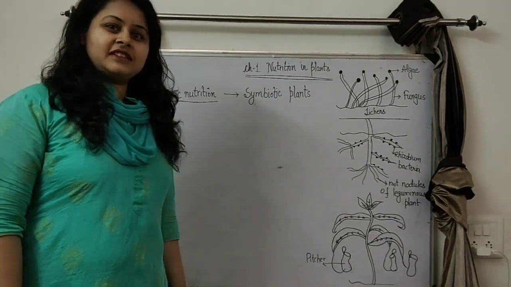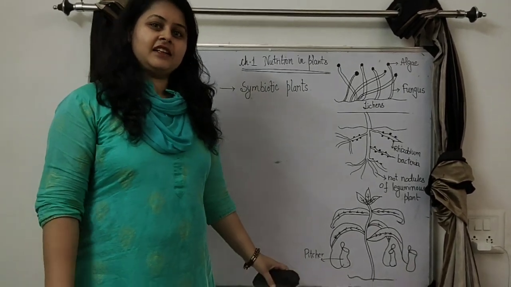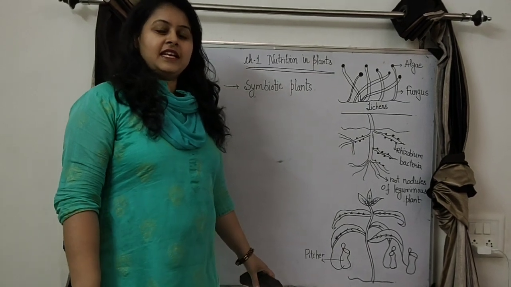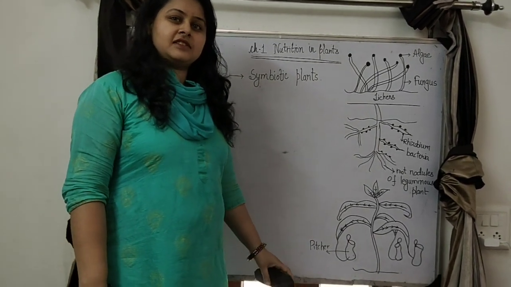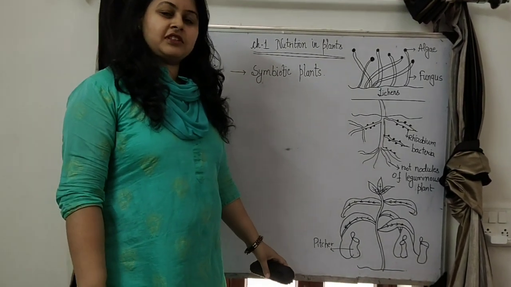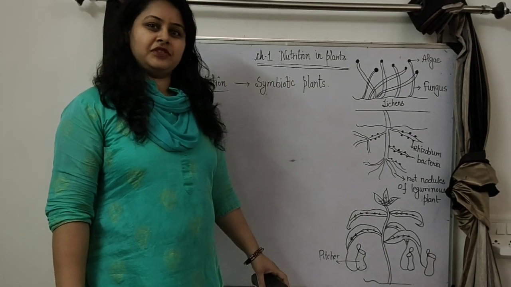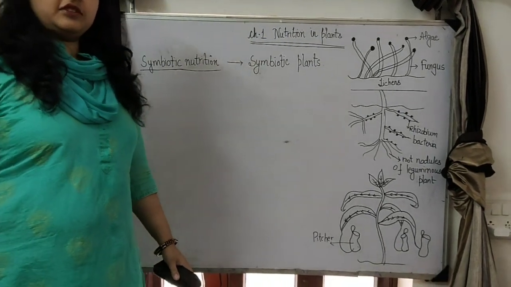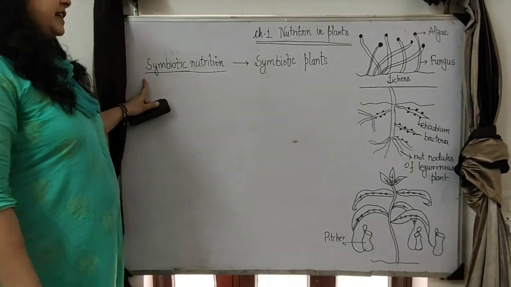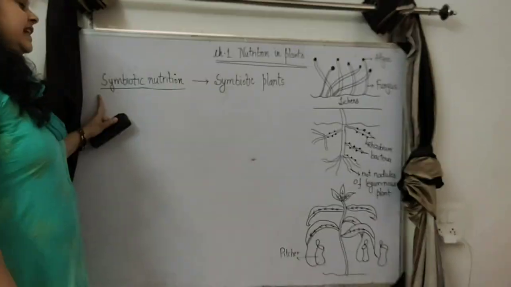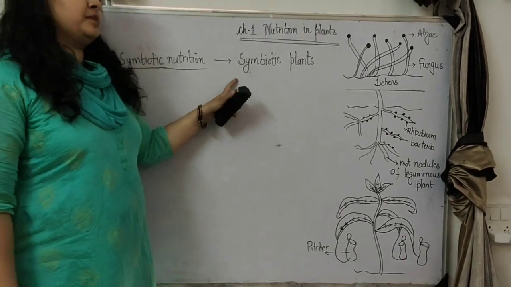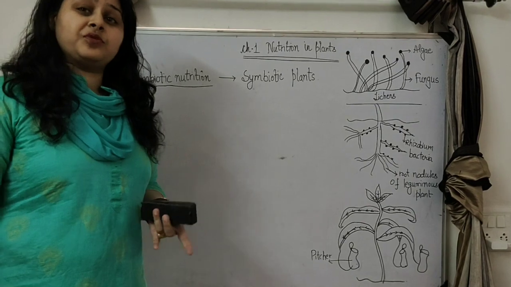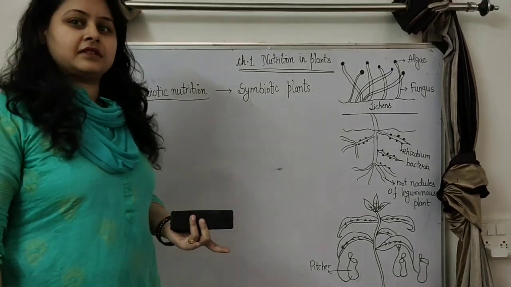In our previous lecture, we started our topic heterotrophic modes of nutrition. In that topic, we discussed parasitic nutrition and saprophytic nutrition. In today's lecture, we are going to discuss symbiotic nutrition, that is basically shown by symbiotic plants. Now the question arises, what are symbiotic plants?